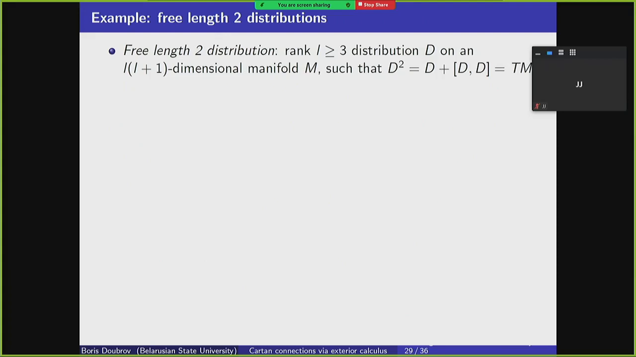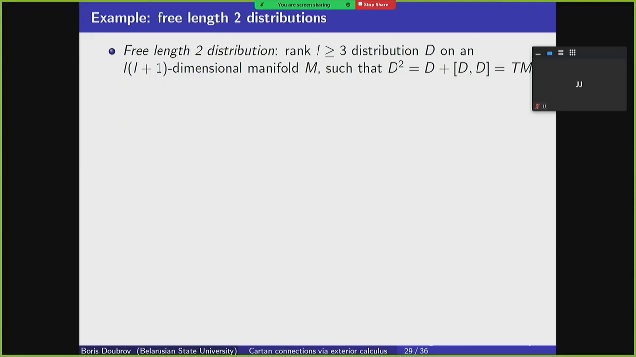So what is a free length 2 distribution? It's a rank L distribution on an L times (L plus 1) divided by 2-dimensional manifold. Sorry, it should be L plus L times (L minus 1) divided by 2. We'll see where it comes from. This is the dimension of the manifold. The vector distribution has to be bracket generating. Moreover, it has to generate all the tangent space already after taking first brackets.